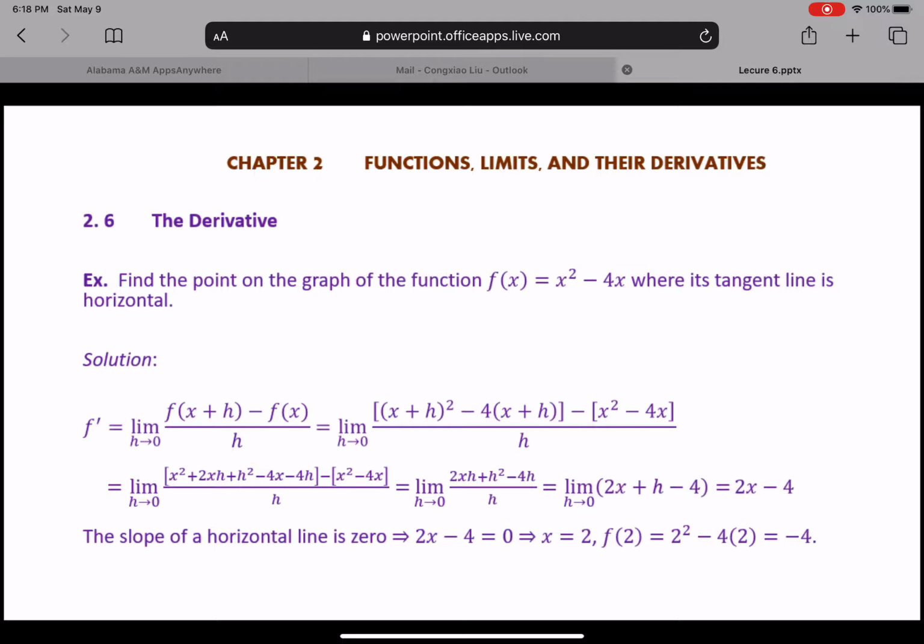So we need to find where the slope of the tangent line is equal to 0. So we just set 2x minus 4 equal to 0, we get x equal to 2, and then f of 2 will be just 2 squared minus 4 times 2, that's negative 4. So that's the point on the graph where the tangent line is horizontal.